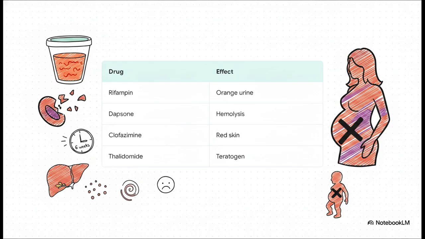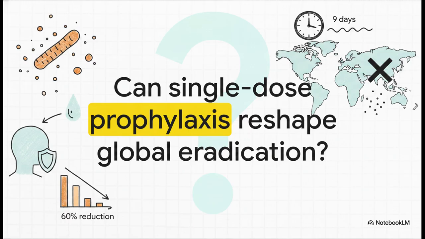And finally, thalidomide, which, remember, we use for type 2 reactions, is a severe teratogen. It is absolutely 100% contraindicated in pregnancy. No exceptions. So, to wrap up today's explainer, I want to leave you with something to think about.